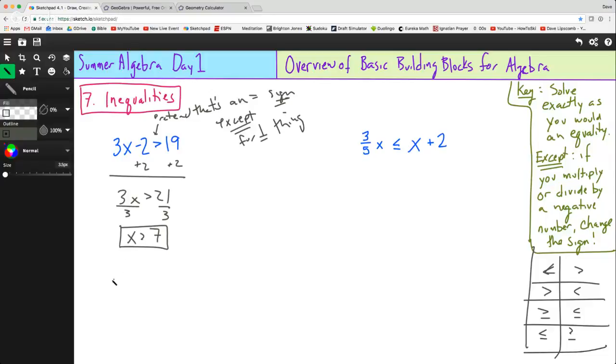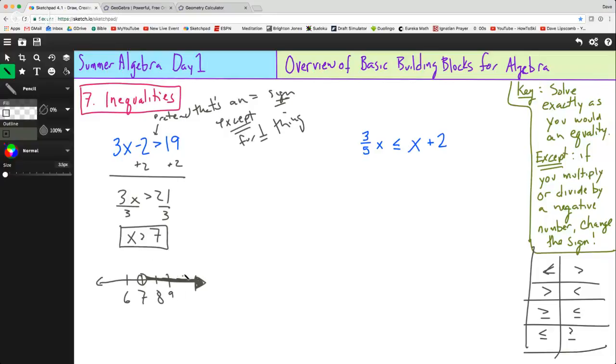And how do we graph that? We'll put our 7 in the middle, 6, 8, and because it's a greater than, we use a hollow circle, and then we draw a solid bar in the same direction as the inequality sign. And there's our answer. So that's saying that any number greater than 7, not including 7, will work in this inequality.